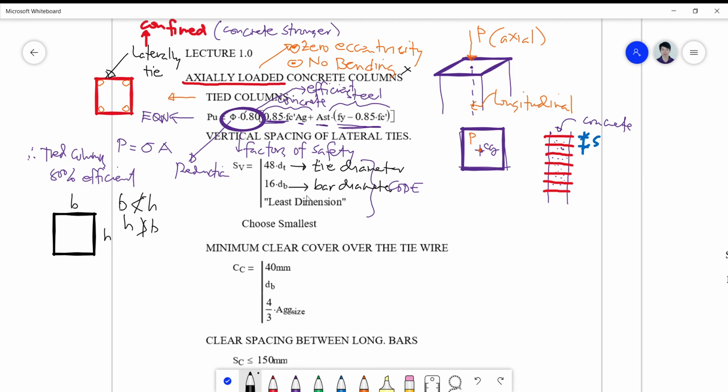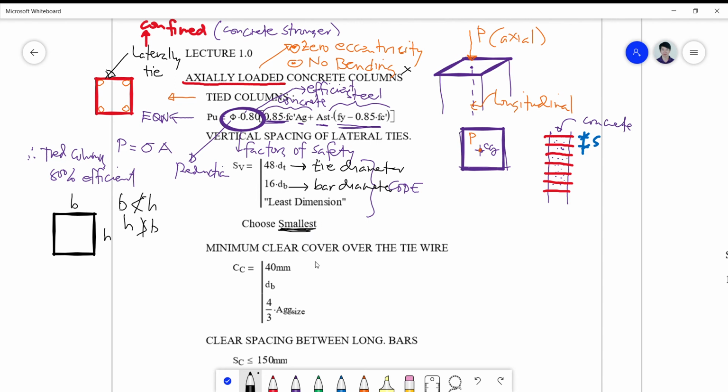So in these three code expressions or code requirements, we choose the smallest. Okay, for safety reasons and conservative design, we choose the smallest.